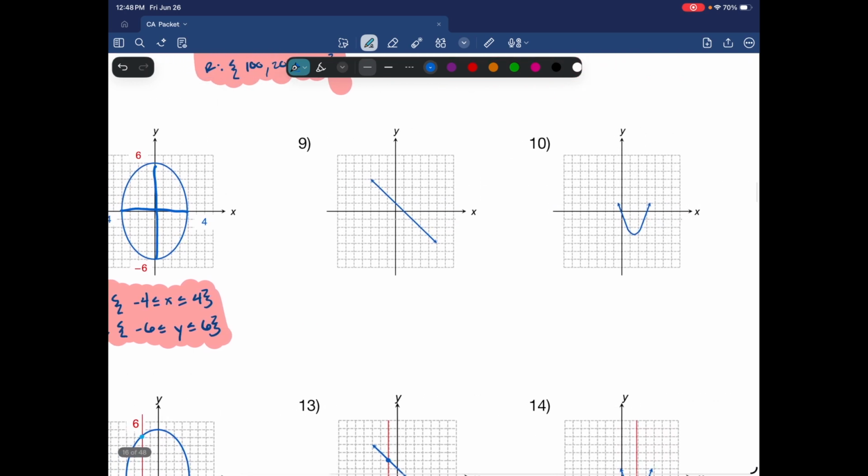All right, and then 9, you're dealing with a straight line, and a straight line is special because both the domain and the range are all real numbers. All right, because if you notice that it has arrows on both ends, so this graph goes on forever in both directions, and so it will touch every x and every y as it's extended.